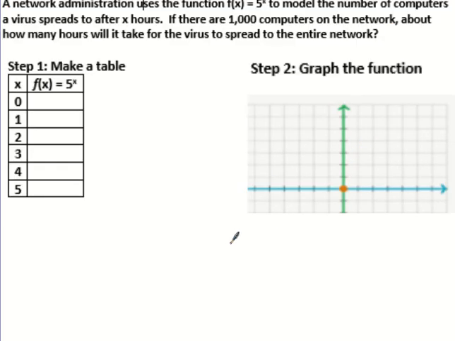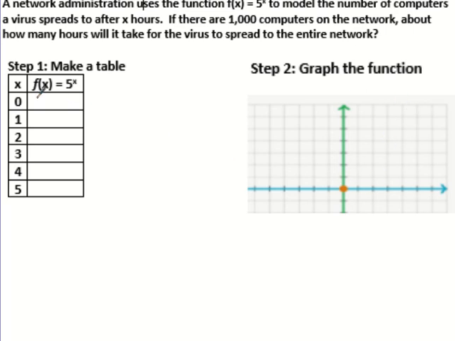All right, so we've got a network administrator who uses the function f of x equals 5 to the x to model the number of computers a virus spreads to after x number of hours. If there are 1,000 computers on the network, about how many hours will it take for the virus to spread to the entire network? So you'll notice we don't have any negatives. Well, that's because we're talking about hours for our x, and there is no such thing as negative hours. So we're not going to have anything over here. Our graph's going to be all in this first quadrant, our positive group.